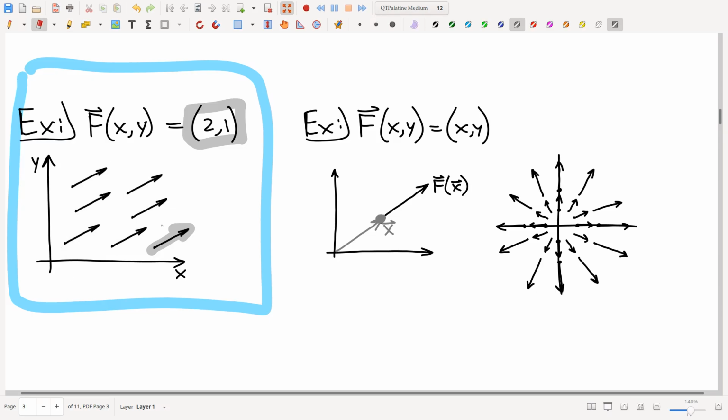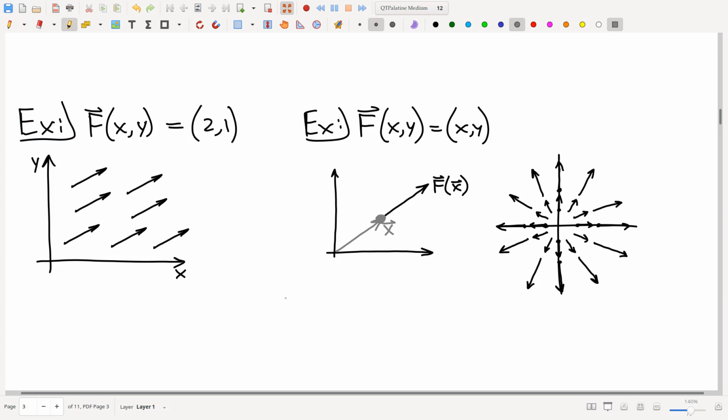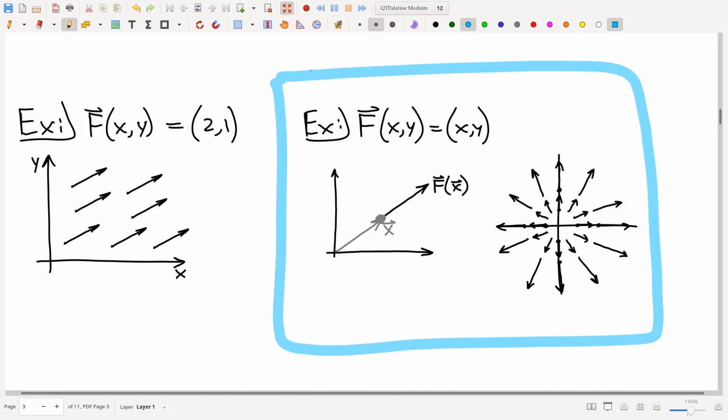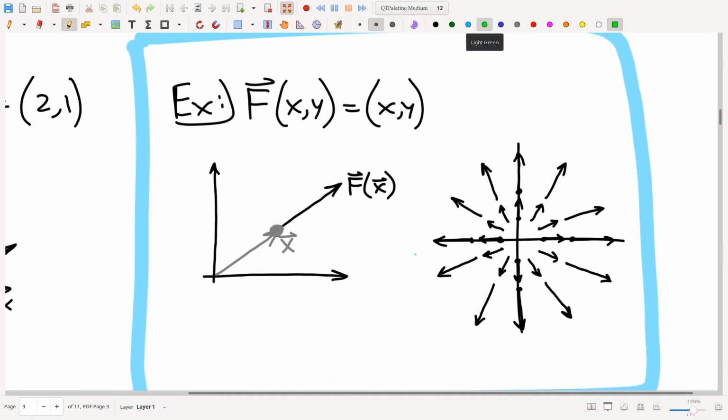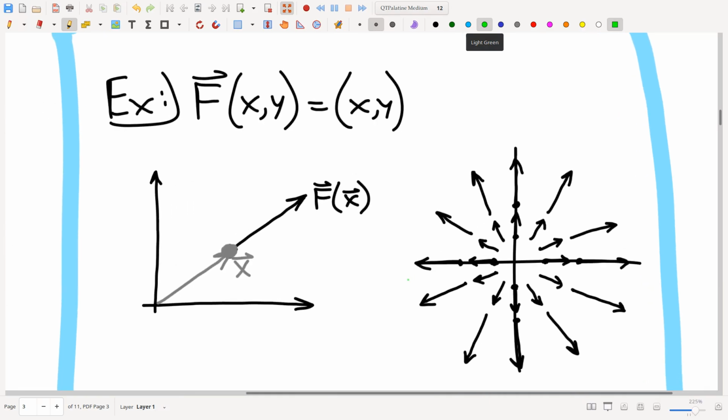Okay. All right, here's another example. Let's look at this right here. This one's a little bit of a tricky one.